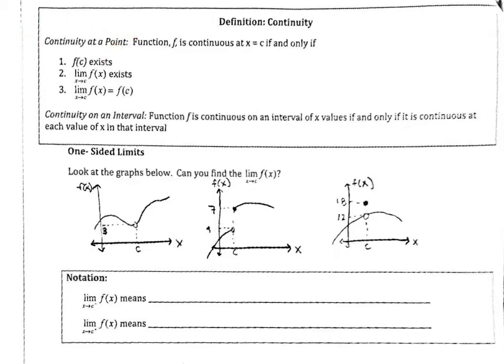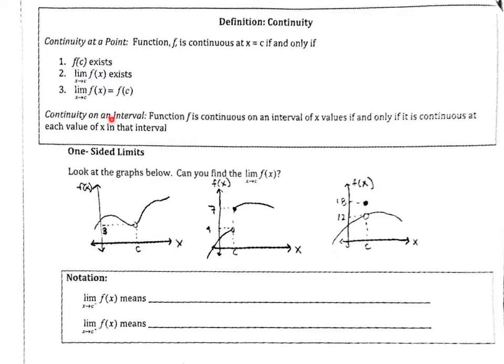So function f is continuous at the point x equals c if and only if the value of your function at f of c exists, the limit as x approaches c of f of x exists, and the limit as x approaches c of f of x equals f of c. So it's really, really important that when you check your limit for number 3, that should be the same answer as you got for number 1. Number 1, the value of your function at c should be the same as the value of your limit as x approaches c, okay? So that happens if you're continuous at a point.